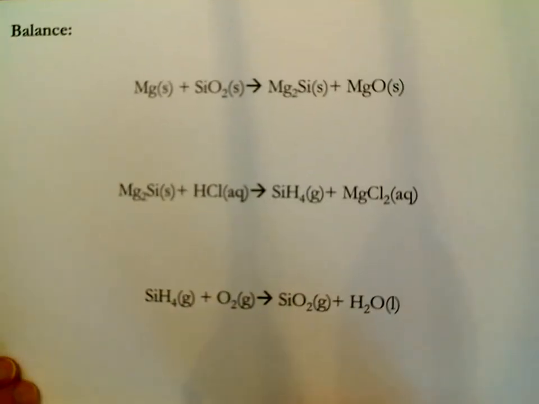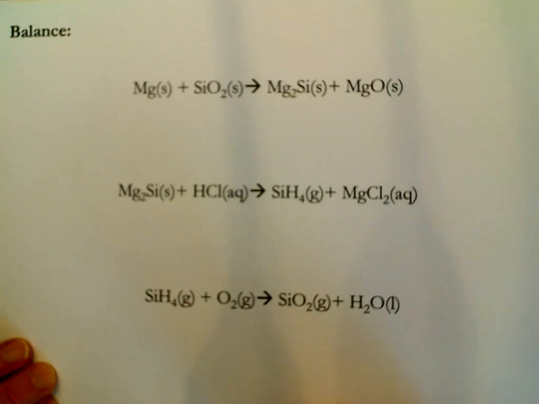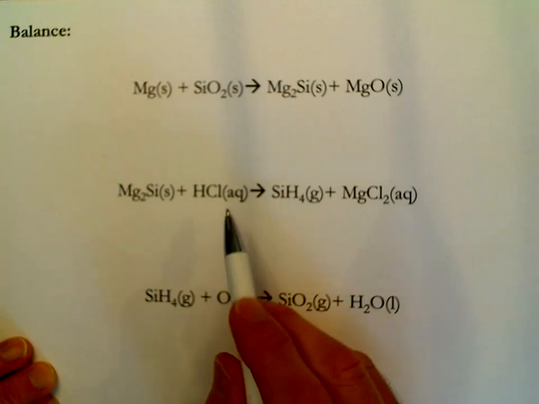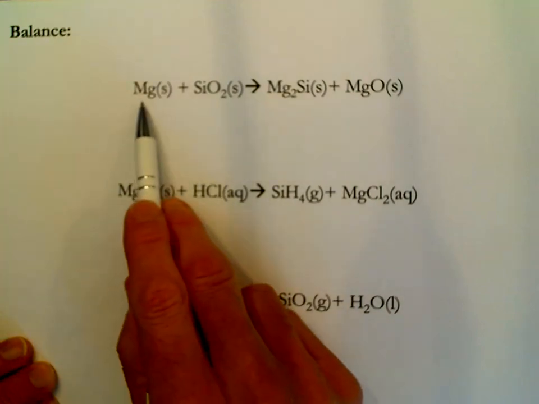You can't have atoms popping in and out of existence. We don't let the tooth fairy in science. So we're gonna do what we call balance these chemical equations, and we're gonna show you a method for doing so. It's not the only method, but it's a way that helps you keep track. So let's do this one first.